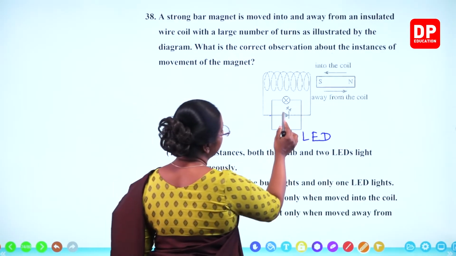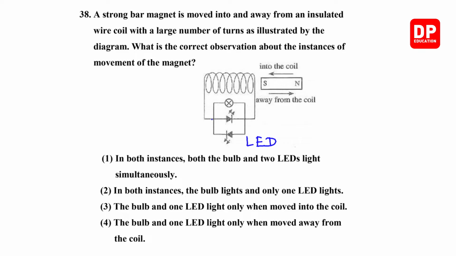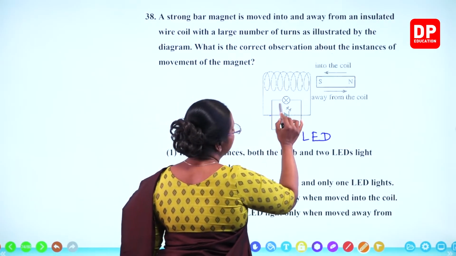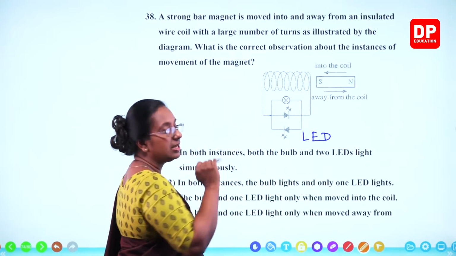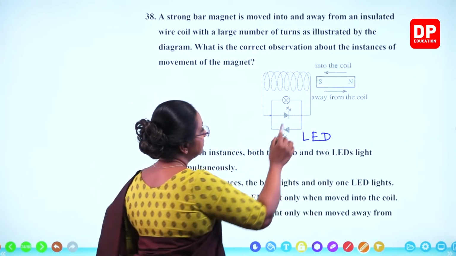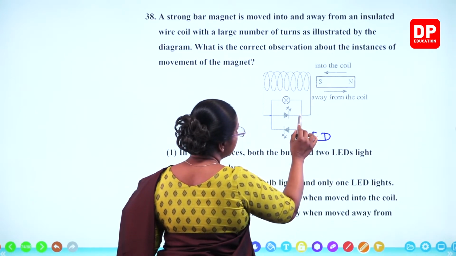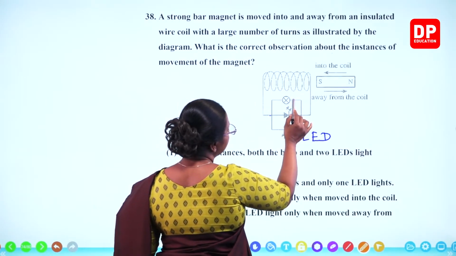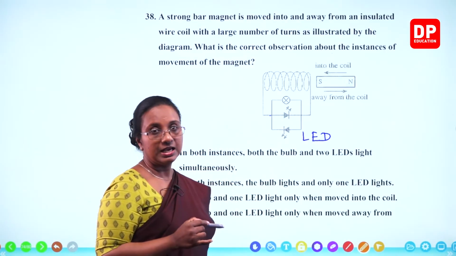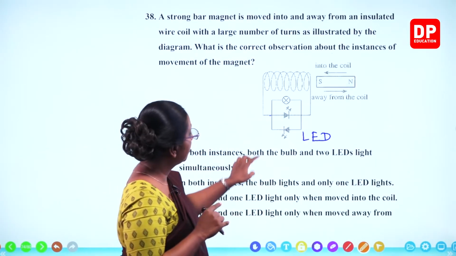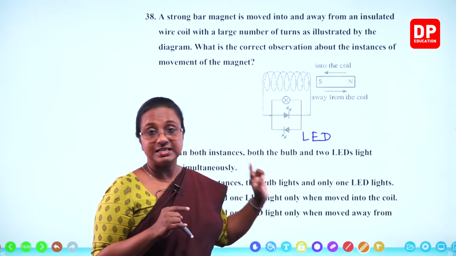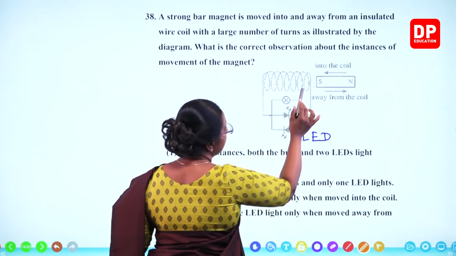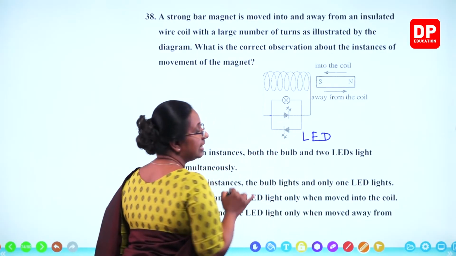Now, here we have two LEDs and one bulb. As you know, when you move the magnet into the coil, current flow will be in one direction. Then the bulb will light and one of the LEDs, depending on the direction of the current flow, will light. Because if the current flows in this direction, it will go through this and this. If the current flows in this direction, it will again go through the bulb and go through this LED. So, depending on the direction of the current flow, only one LED will light at an instance. Let's say when you move the magnet into the coil, if this one lights, when you move it out of the coil, this will light.